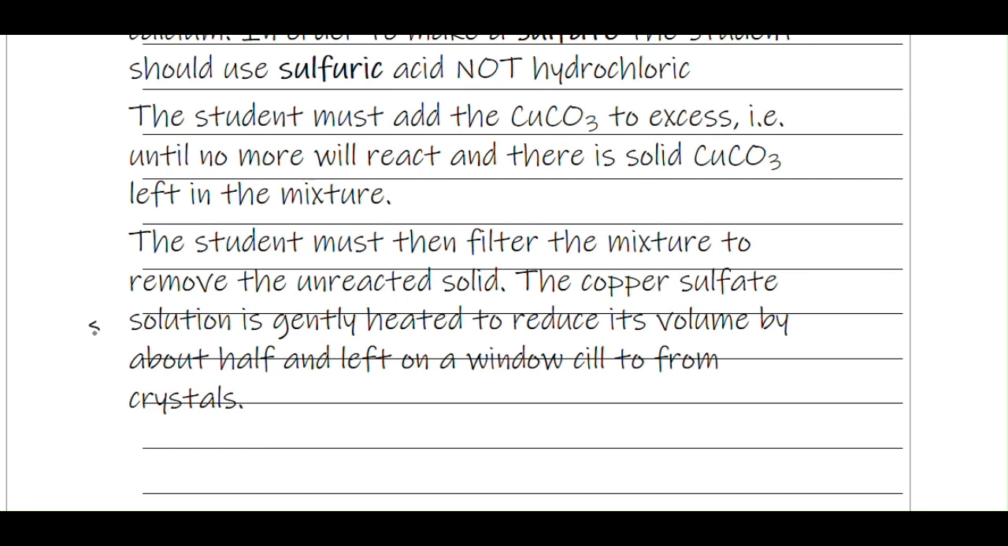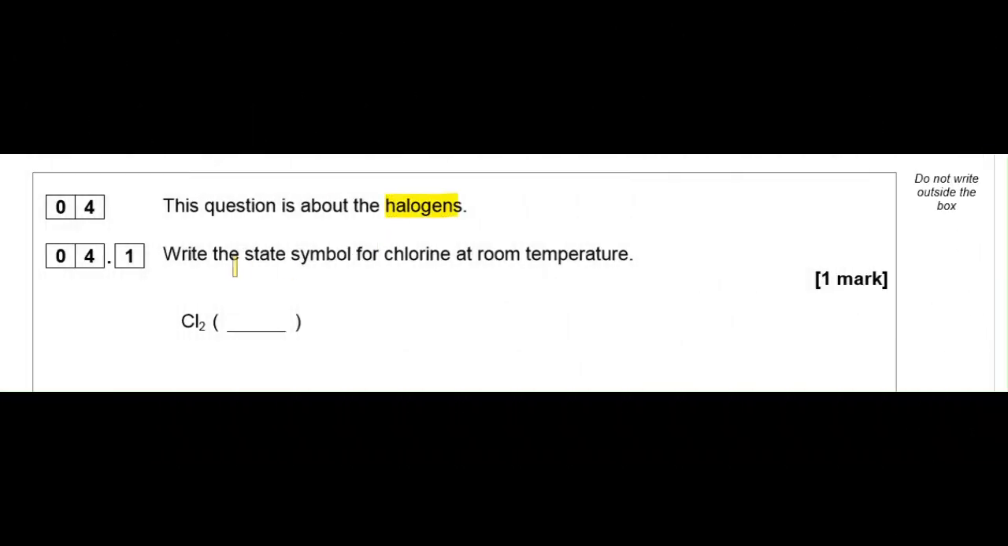Question 4. This question is about the halogens. 4.1. Write the state symbol for chlorine at room temperature for 1 mark. Well, we know the state symbols are S for solid, L for liquid, G for gas, AQ for aqueous. And you should remember from the periodic table that chlorine is a gas at room temperature. So in the space provided, we put a lowercase g, and it must be lowercase, not a capital.